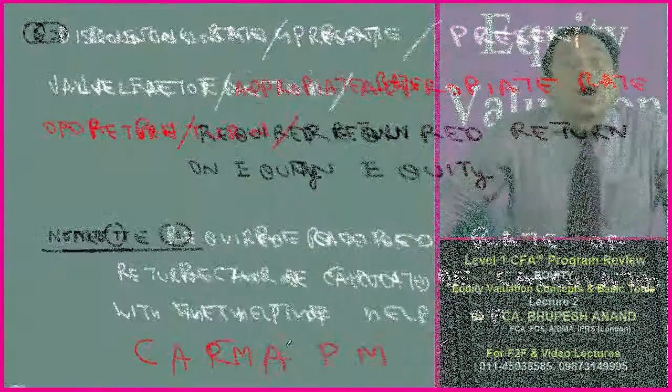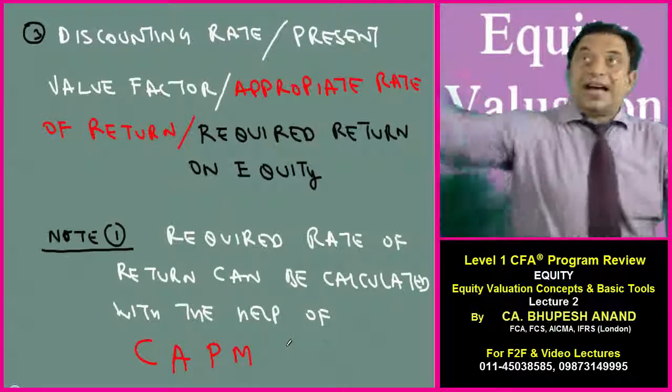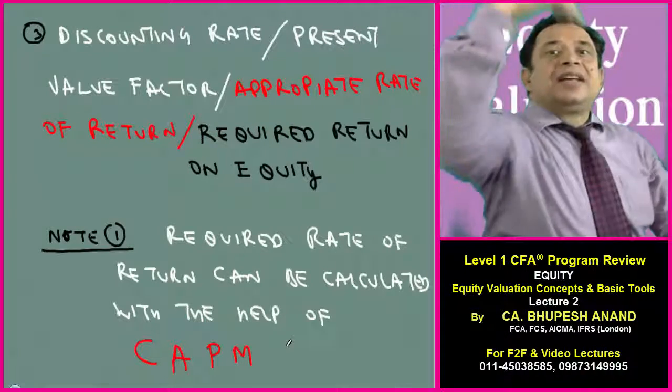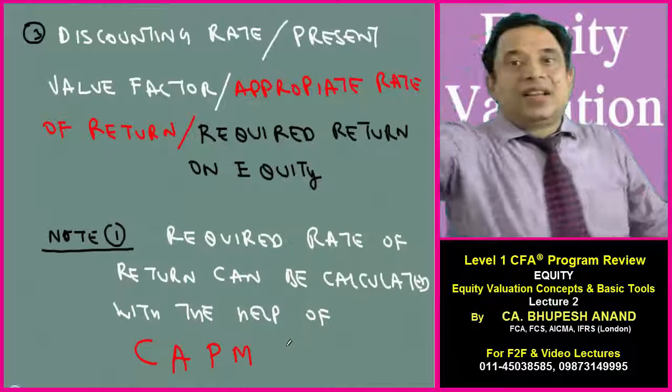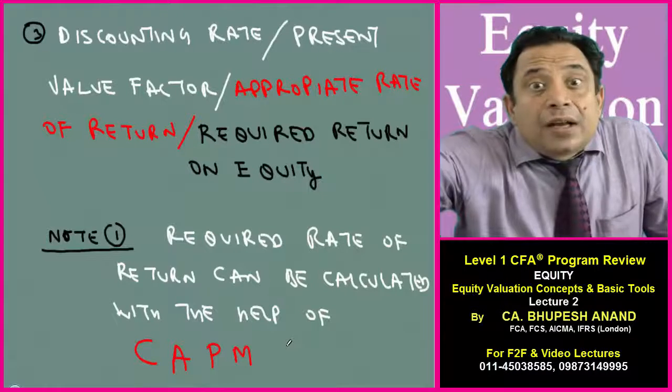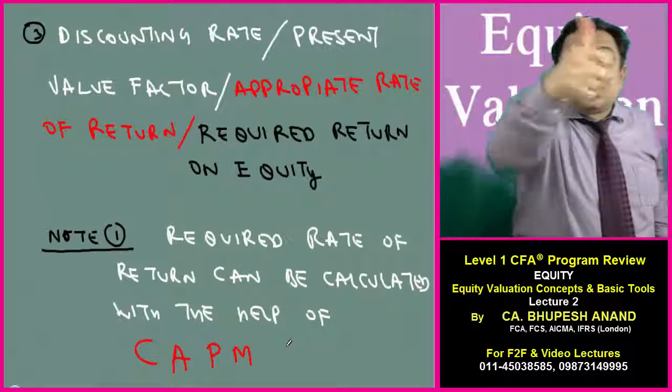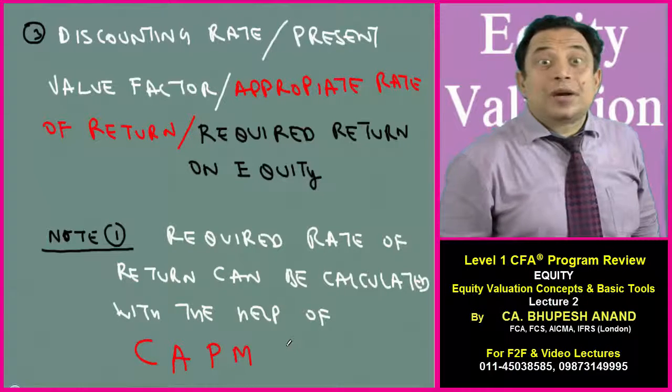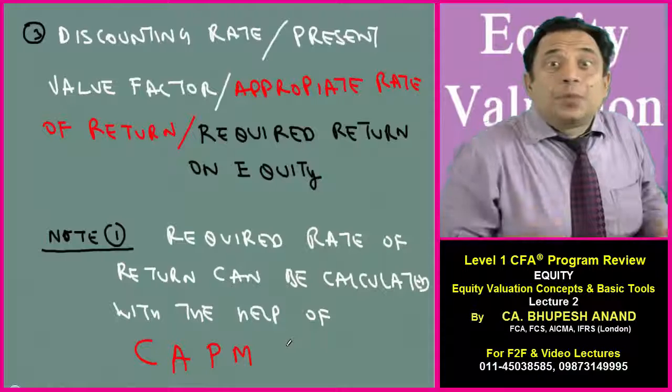Now how to discount it? Because I am getting it in future. I am getting it after first year, second year, third year, fourth year, fifth year, and sometimes we are getting it in perpetuity. So how to discount it? Which discounting rate is to be used? Which is the required rate of return? Which is the appropriate rate of return?